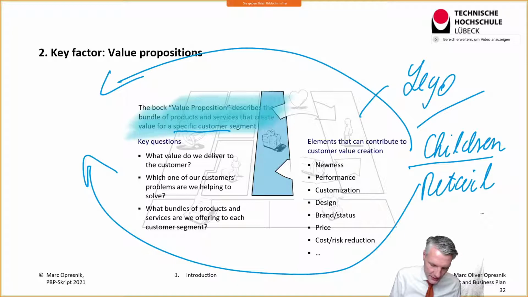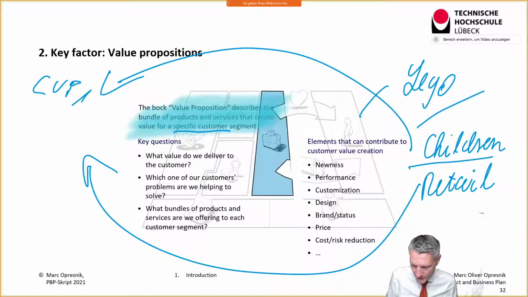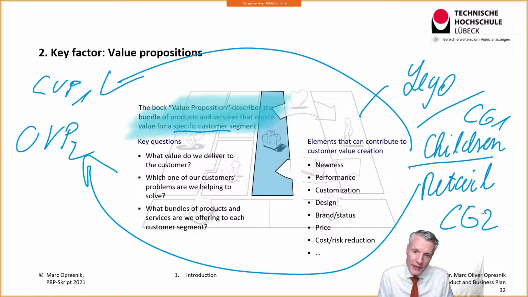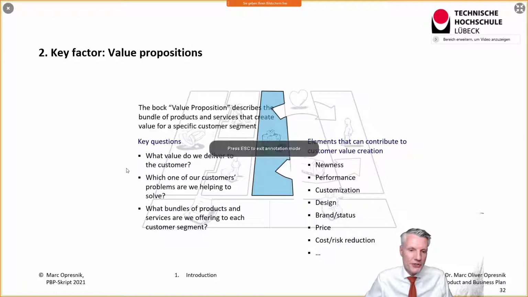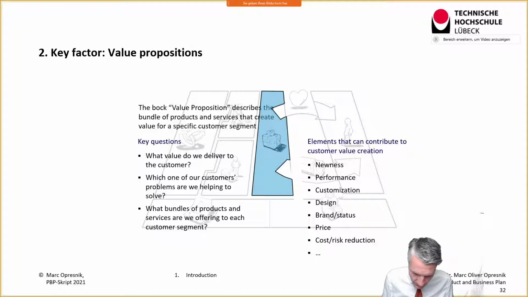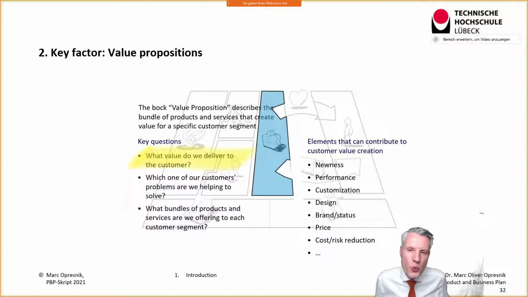So in the end, they have CVP 1 addressing customer group 1, and they have CVP 2 appealing to customer group 2. So that is the logic, and that is why in the first step we are thinking about the customer segments, and in the second step we are thinking about the value propositions. The key questions are listed on the slide. First of all, which value do we deliver to which customer group? And the second one, which one of our customers' problems and challenges are we helping to solve?